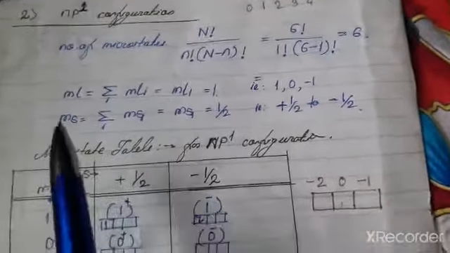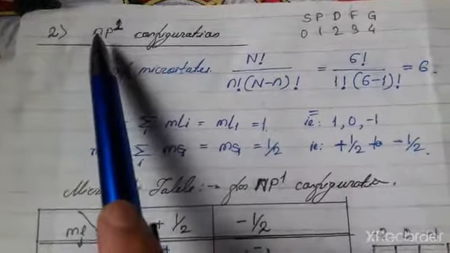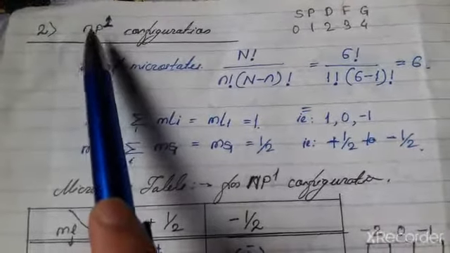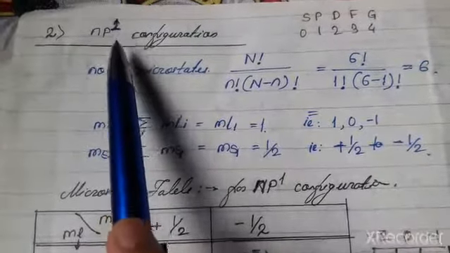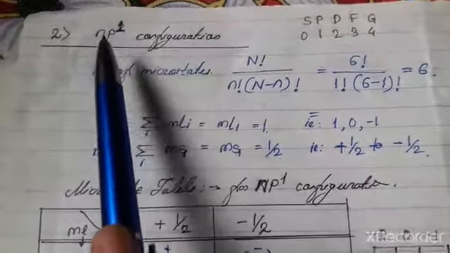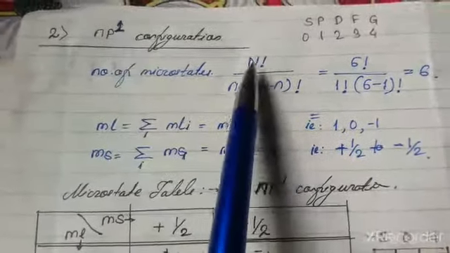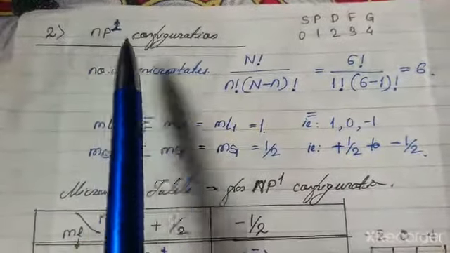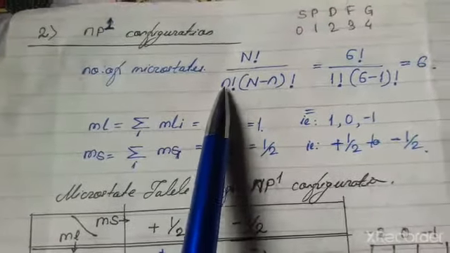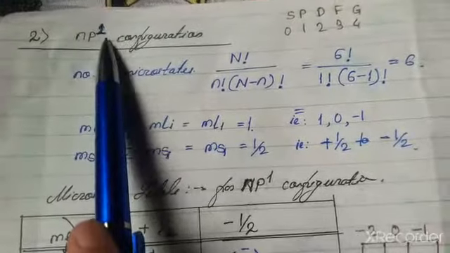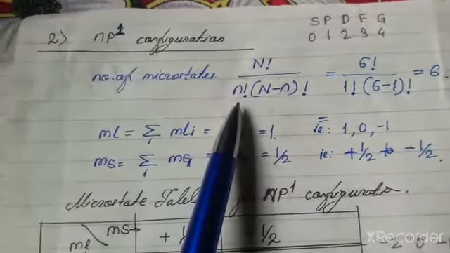Today's configuration is the np1 configuration. In the np1 configuration, n is the number of p orbitals, and the p orbital has one electron. The total capacity of the p orbital is 6 electrons, so capital N is equal to 6. Small n is the number of electrons present in that p orbital, which is only one in the np1 configuration. So small n is equal to 1.